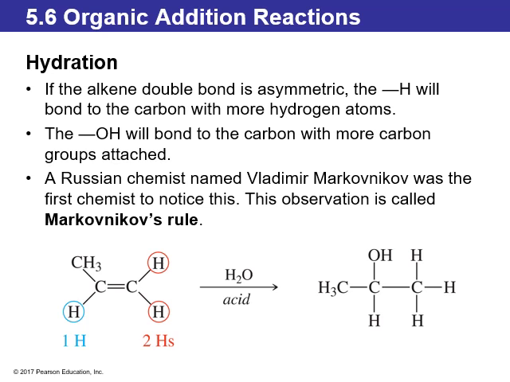So this was first discovered by a Russian chemist, Vladimir Markovnikov, and this is called the Markovnikov rule. Again, you don't have to memorize that, but I think it's just a little neat organic chemistry tidbit. So that's it for chapter 5.